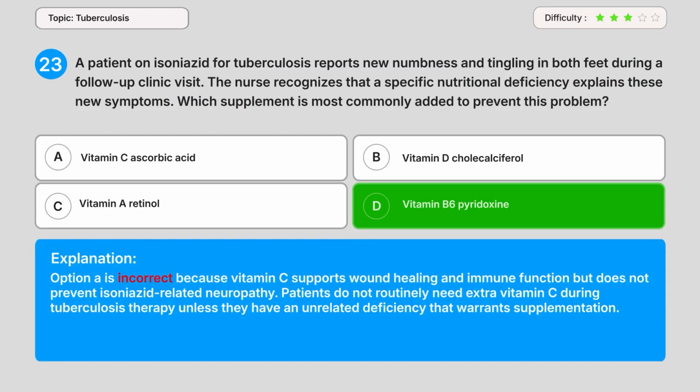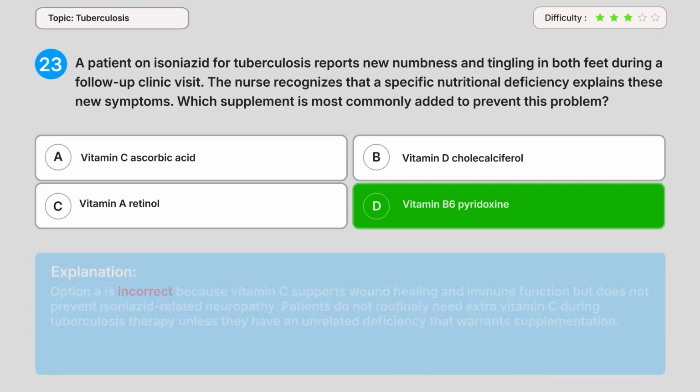Option A is incorrect, because vitamin C supports wound healing and immune function, but does not prevent isoniazid-related neuropathy. Patients do not routinely need extra vitamin C during tuberculosis therapy unless they have an unrelated deficiency that warrants supplementation.